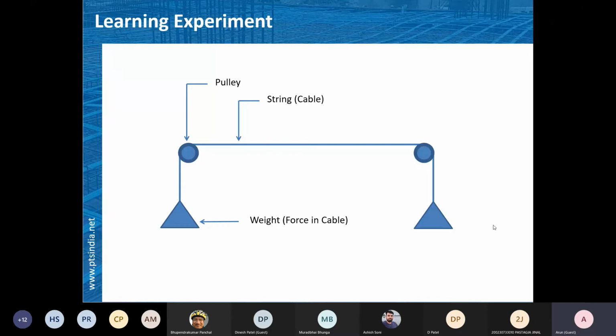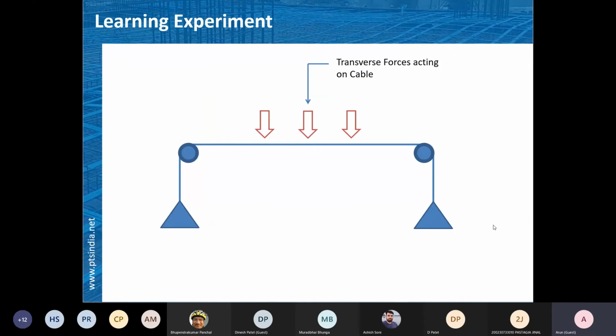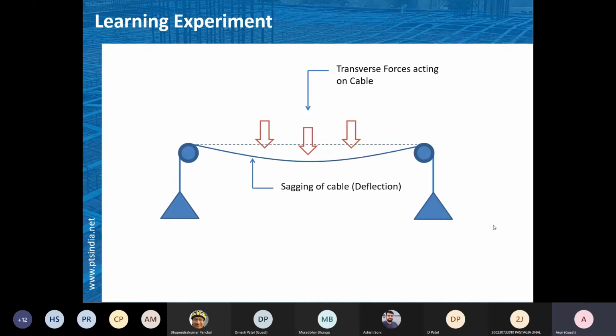So here, we'll try to play with this something more. If we have a transverse force acting on this cable, the cable will try to sag something like this, right? The cable will sag based on the amount of force and the type of force. We call this a deflection in our member, whether it is a flexural member, for example a slab or beam. So we are simulating both the theory as well as the applications of that.